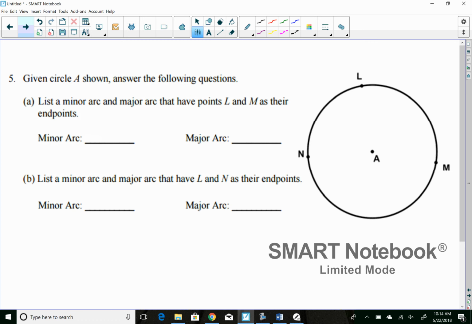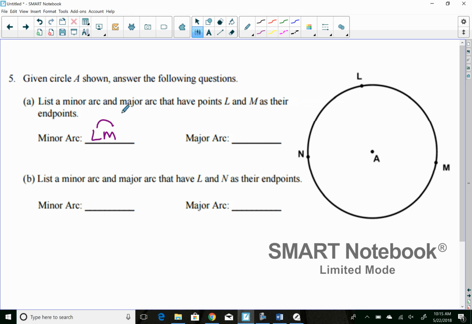Number 5 asks us about arcs. So one of the things that we learned today is that minor arcs are less than half of the circle, major arcs are more than half of the circle. So part A asks to list a minor arc and a major arc that have points L and M as their endpoints. So LM is going to be this small arc from L straight to M. So LM is a minor arc.